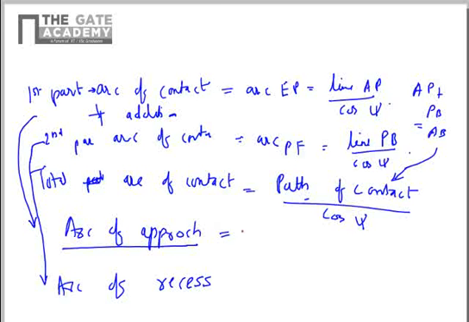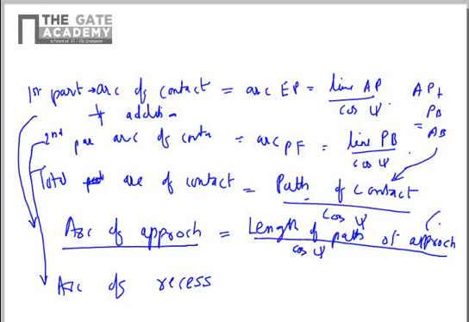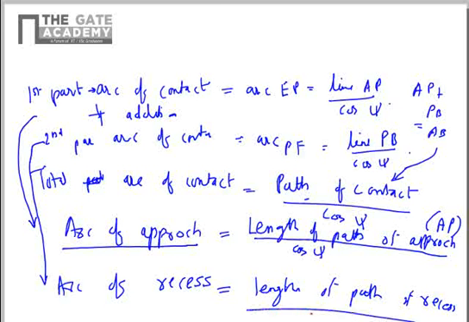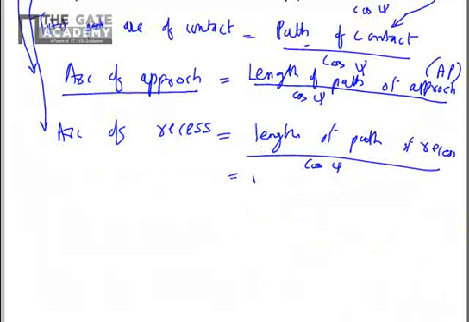So both of them, the definition is quite clear. Arc of approach is equal to length of path of approach, that is the distance AP from our figure, where A is the first touching point, P is the pitch point, divided by cos xi. And the arc of recess is length of path of recess divided by cos xi. So in this case, this is PB by cos xi. This is AP by cos xi.